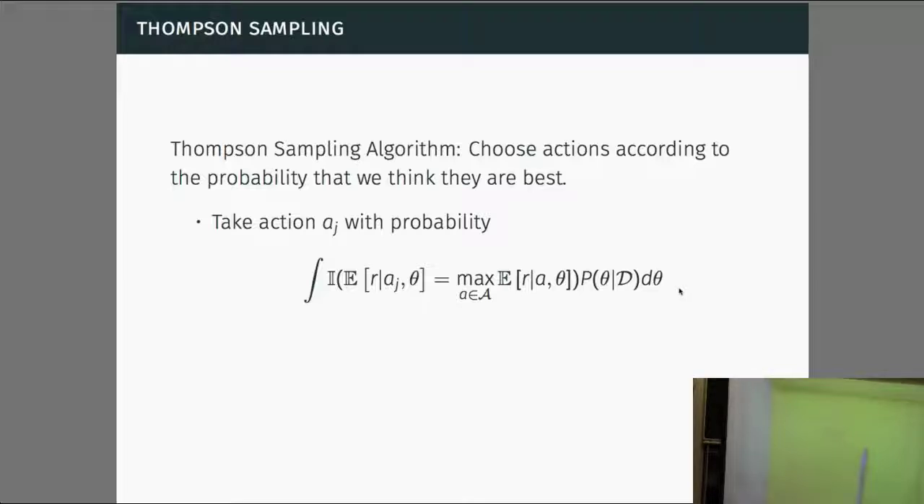But how do we actually compute this? This seems like a nasty thing to try to compute. Does anybody have any guess for how we're going to actually do this? Not necessarily how we compute it, but how we are going to actually implement this algorithm?